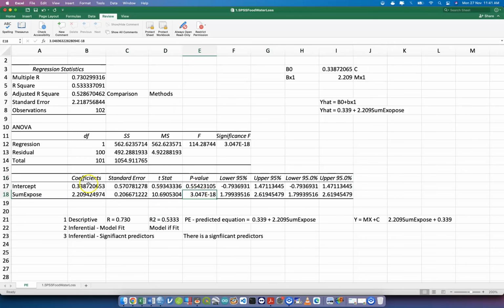Intercept? No, because the intercept is not our variable. The intercept is only talking about what is the value when they pass through the line of our equation. I mean, the line of our data, our XY.